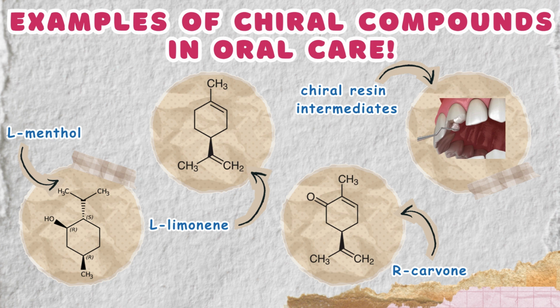And I would like to note that the S form smells more like caraway, while the R form smells like spearmint. Then we have chiral resin intermediates. They can be in dental resins and stabilizers. The correct enantiomer of it is safe, but if the stereochemistry was wrong, it can be toxic in the oral cavity.